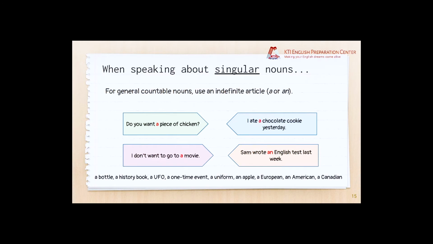Here are some other examples: a bottle, a history book, a UFO, a one-time event, a uniform, an apple, a European, an American, a Canadian. You'll notice a and an are in front of these; that one little rule about using a in front of consonants and an in front of vowels has an interpretation. I'm going to get to that, so hold on.